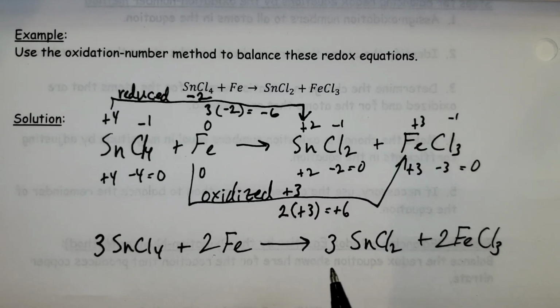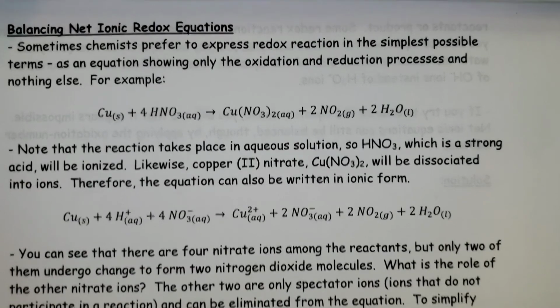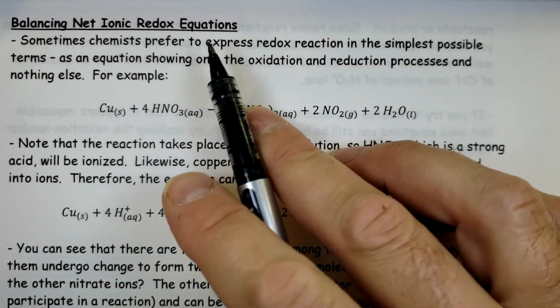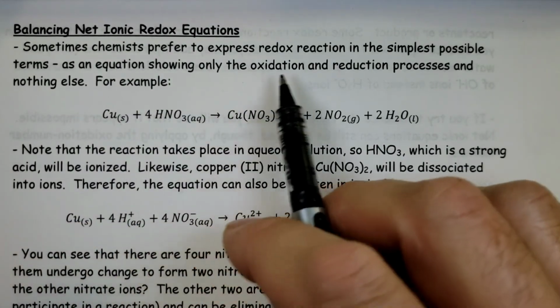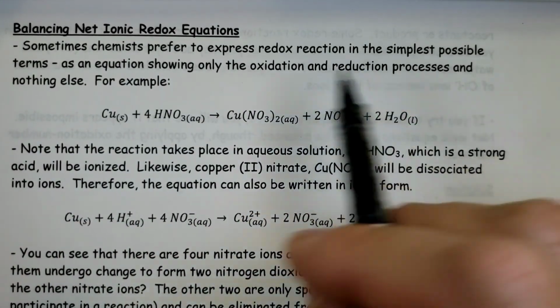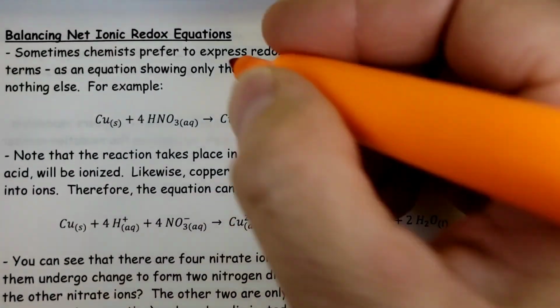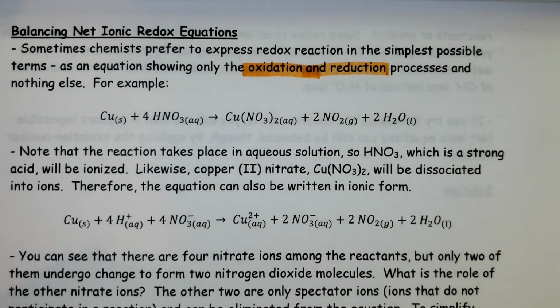Okay? So on the assignment, I think the first few questions involve balancing like this. So questions number 1, A, B, and C from the EC1.2 assignment are like this. All right, now the second part of this looks at balancing net ionic redox equations. So sometimes chemists prefer to express redox reactions in the simplest possible terms, i.e. an equation showing only those substances that are oxidized and reduced and nothing else.